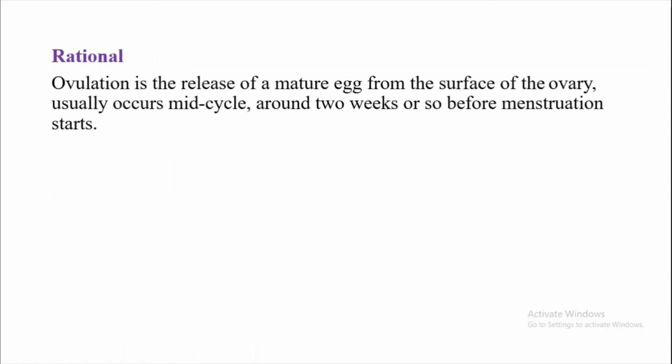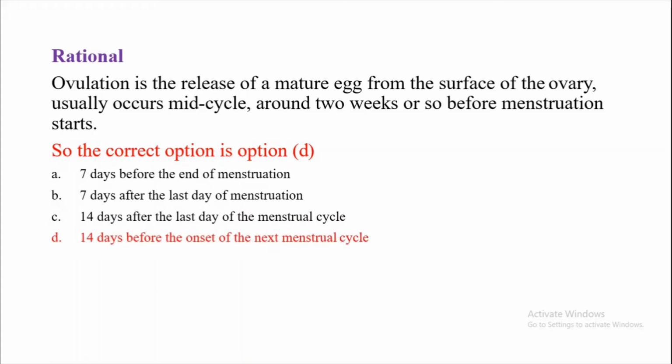Ovulation is the release of a mature egg from the surface of the ovary. Usually occurs mid-cycle, around 2 weeks or so before menstruation starts. So the correct option is option number D, which is 14 days before the onset of the next menstrual cycle.